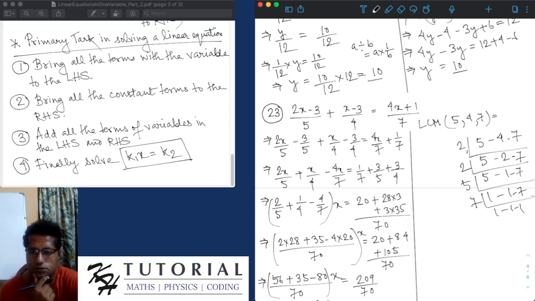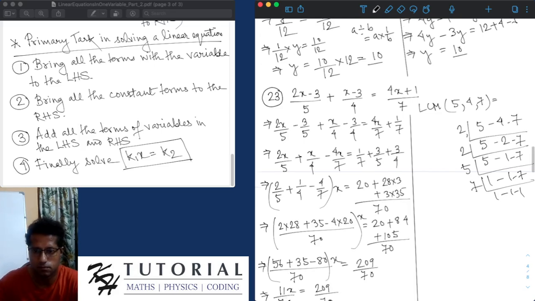The 140 is the LCM, not 70. So I did it wrong. Anyway, 140. Okay, so 140 is the LCM of 5, 4, 7.